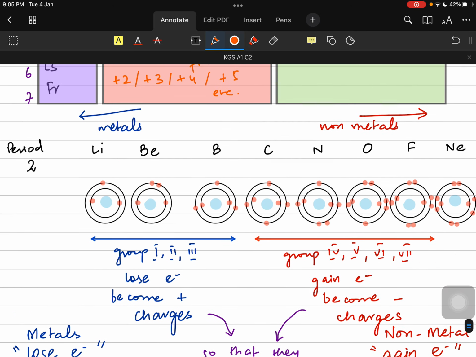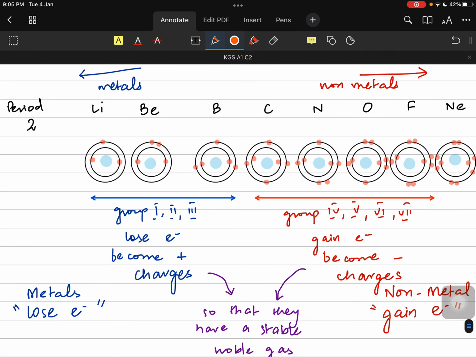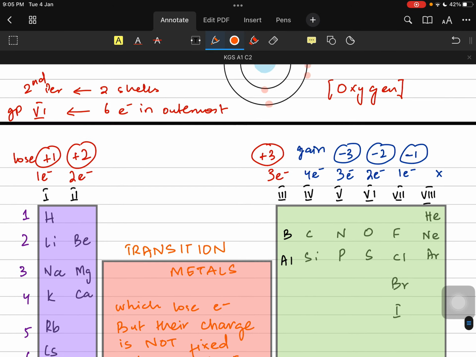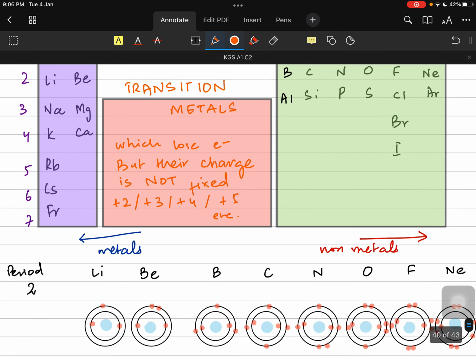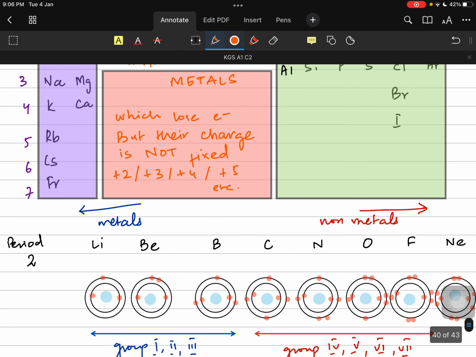So far we have seen how the periodic table is connected with charge. In the next video we'll see more about their bonding. So stay tuned, guys.